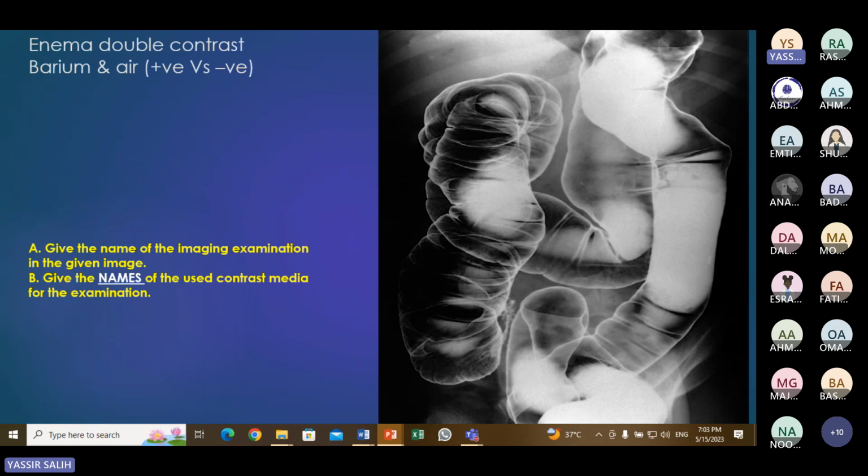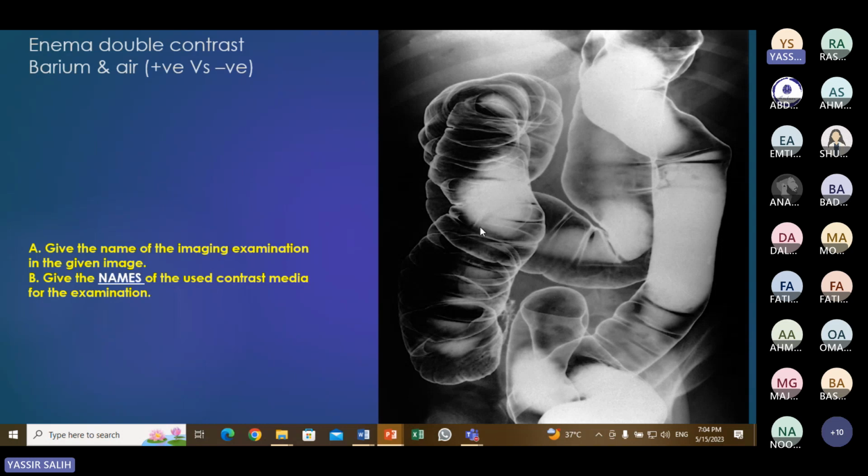Why did we say double contrast? Now there are two colors, black and white, one is air and the other is barium or iodine, one positive and one negative. The only negative contrast is air. We inflate air into the bowel and also introduce a positive contrast. It could be barium, most commonly used, but sometimes we can use iodinated water soluble contrast media if barium is contraindicated.